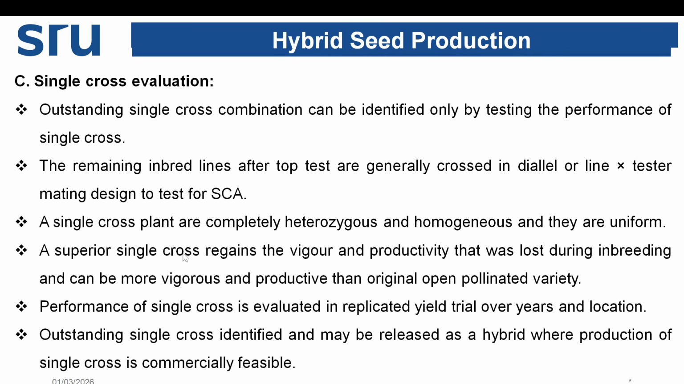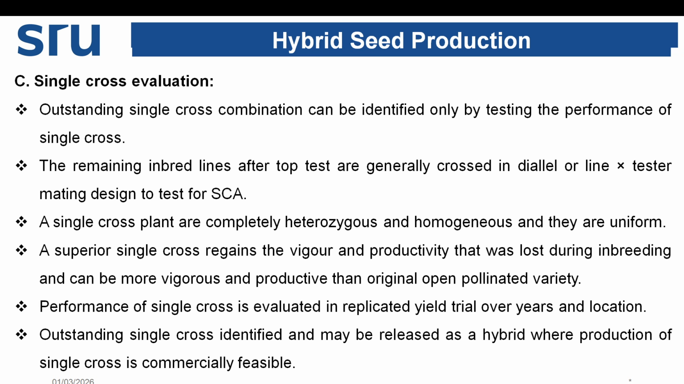A superior single cross regains the vigor and productivity that was lost during inbreeding. As we have discussed earlier, F1s are more vigorous and high yielding, and can be more vigorous and productive than the original open-pollinated variety. The performance of the single cross is evaluated in replicated yield trials. Again, you need to evaluate the single cross multi-year, multi-location to check the stability.